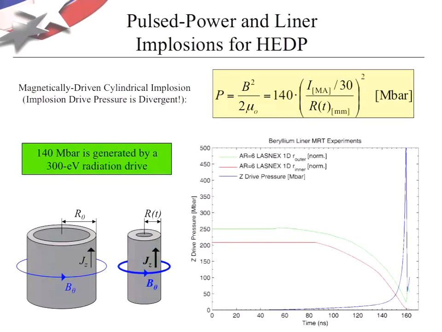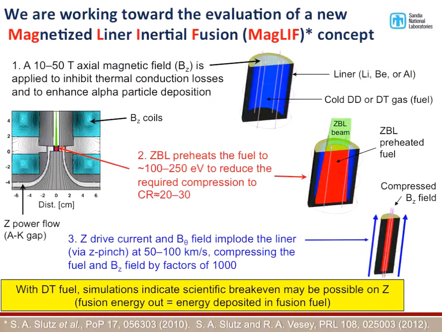Moreover, if we make this mass light enough that it can actually implode by the pressure, then we can access even higher pressures as the outer surface goes to 0, the pressure diverges and goes to infinity. Obviously, we're not going to ever get all the current down to the axis, so we're not going to get infinite pressures, but we can access very interesting regimes nevertheless. So what can we do with these imploding systems? Well, the one thing we're most interested in right now for inertial confinement fusion is this new concept called magnetized liner inertial fusion.